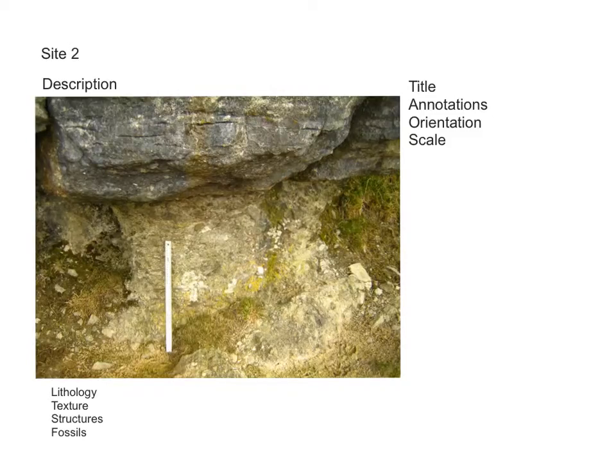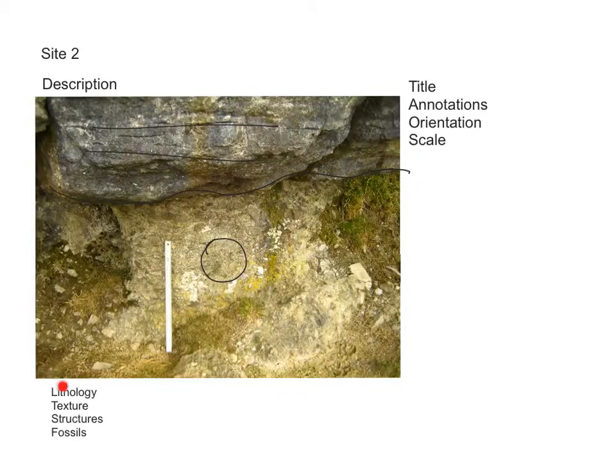Site 2, do exactly the same. Get a photograph, put a title on the photograph, draw annotations on it. You can draw the surface here, the erosion surface is the limestone beds, and this area here is our breccia.